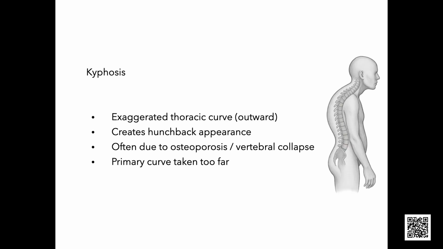Kyphosis is when the thoracic curve, normally a primary curve, becomes exaggerated. It pushes the back outward, creating a hunchback appearance. The most common cause is osteoporosis in older adults, where weakened vertebrae collapse forward.